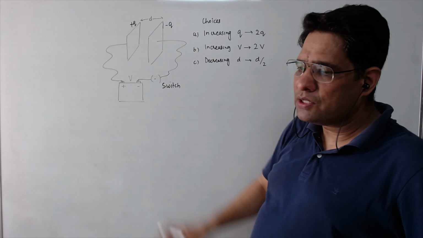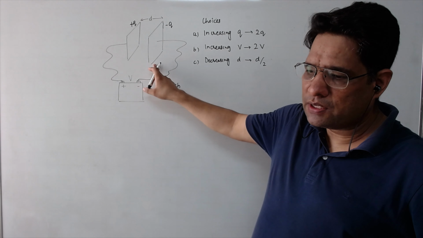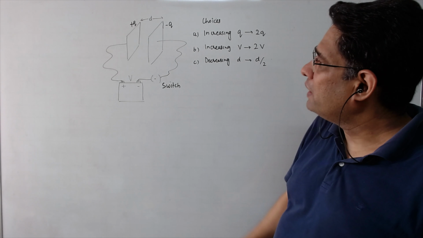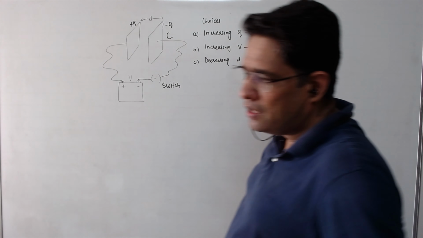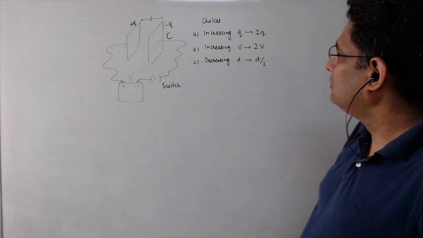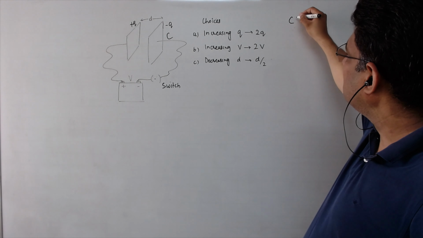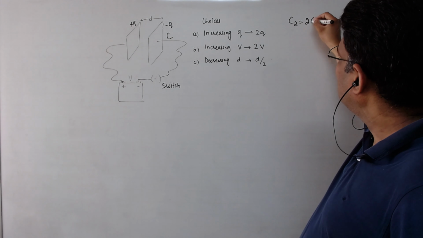The given problem asks you under what circumstances would the capacitance of this capacitor become double its original value. Let's say that value is C, the original value. Under what circumstances would it increase to 2 times that value? So we want the new capacitance to be twice of C.